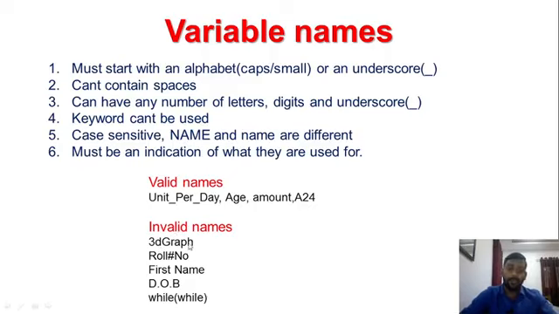3D graph. Is it possible? No, because it violates the first rule. It must start with an alphabet, but it's starting with a digit, so it's invalid. But graph3D is possible.